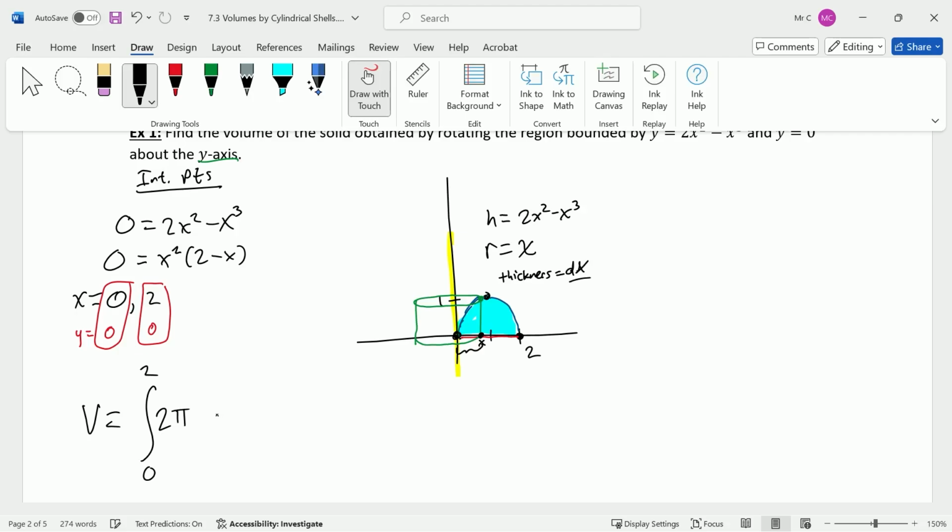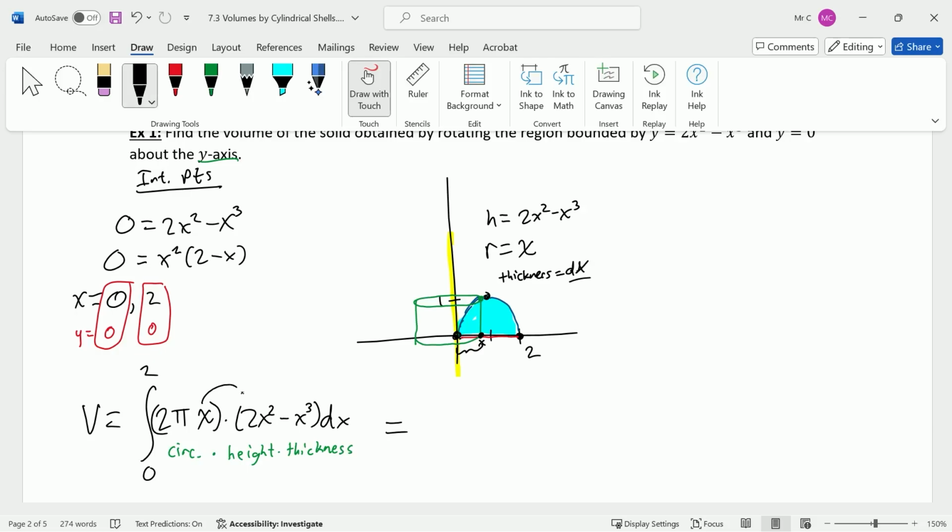2 pi r, circumference, times height, times thickness. That's the key here. I really want you to try to burn that phrase into your mind. Circumference times height times thickness. That's it. Every one of these problems, you're just going to have to determine what's the circumference, what's the height, what's the thickness, and then integrate.